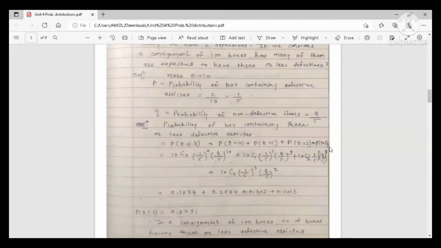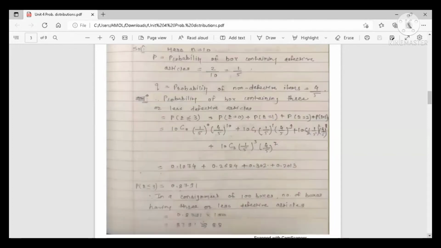Then probability of R is equal to 3. It is 10C3, NCR. N is 10, R is 3, so 10C3. P raised to 3, P raised to R. P is here 1 by 5, R is here 3. So Q raised to N minus R. Q is here 4 by 5, raised to N minus R. N is 10, R is 3. So 10 minus 3, 7. So this is the term for probability of R is equal to 3.